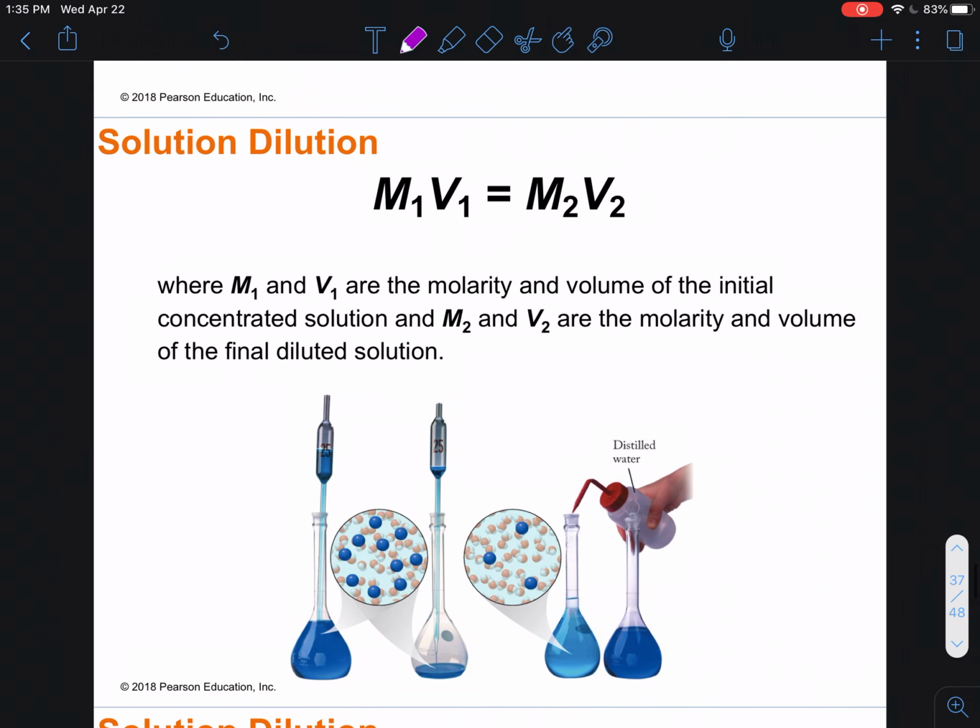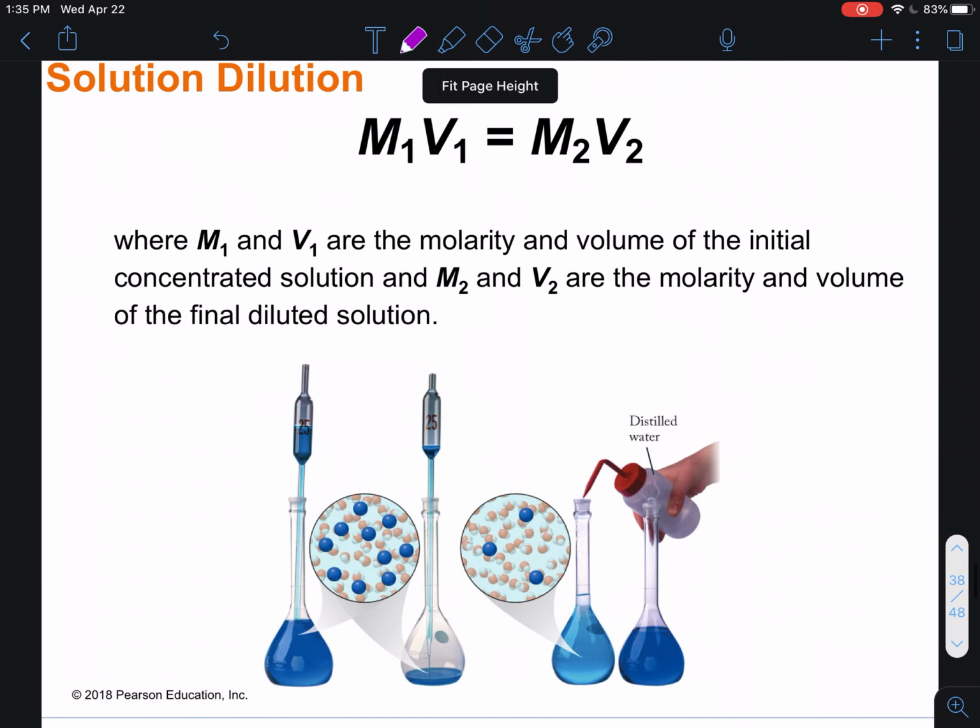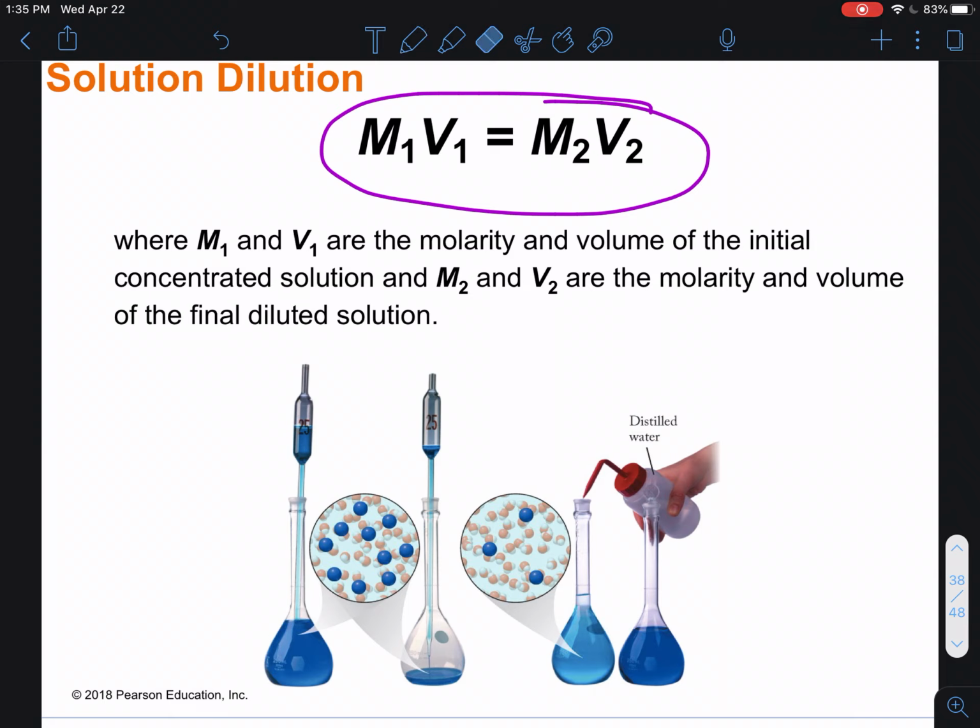So we talked about concentration. Now we're going to talk about how we can dilute something. This is a really good equation that you guys are going to use a lot. M1V1 equals M2V2. All right.